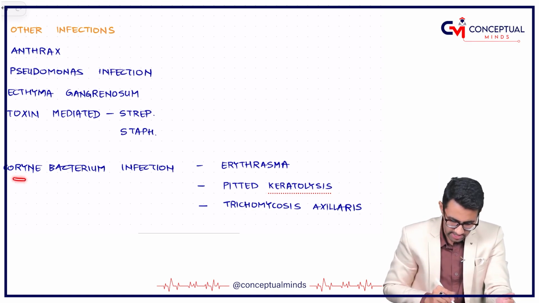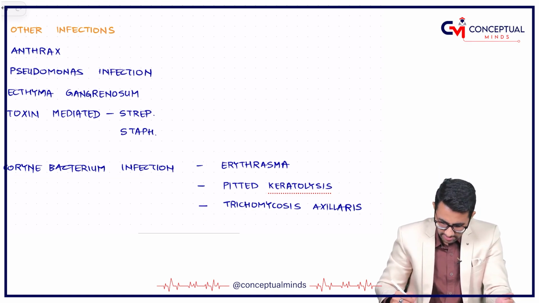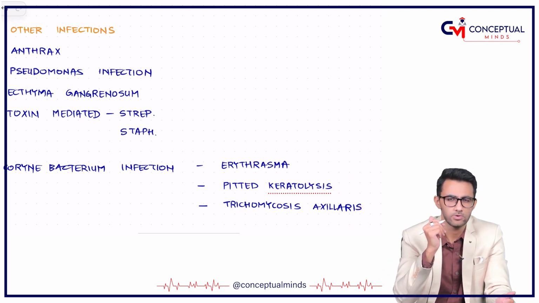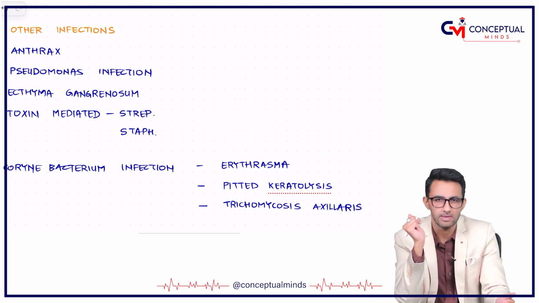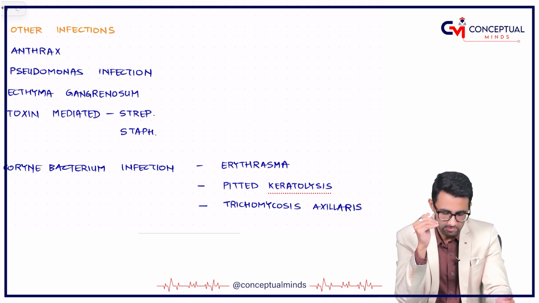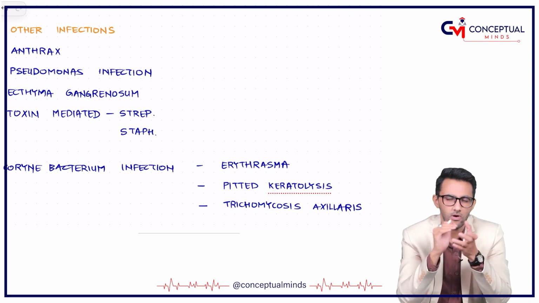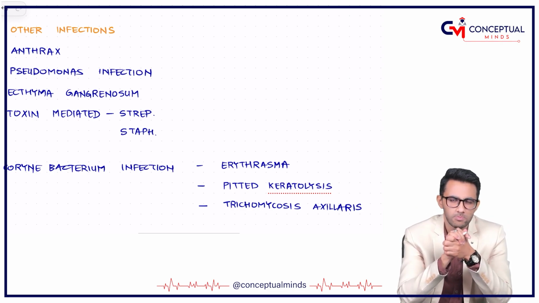The next one is the Corynebacterial infection. 3 topics: erythrasma, pitted keratolysis, and trichomycosis axillaris. So these are waiting for us down the chapter. Okay, so I hope I gave you a very good brief overview about it, right? So we can just begin with the topic.